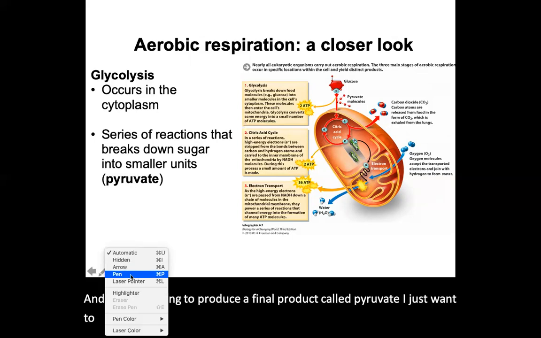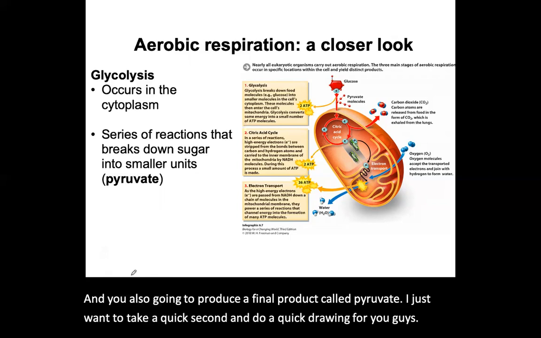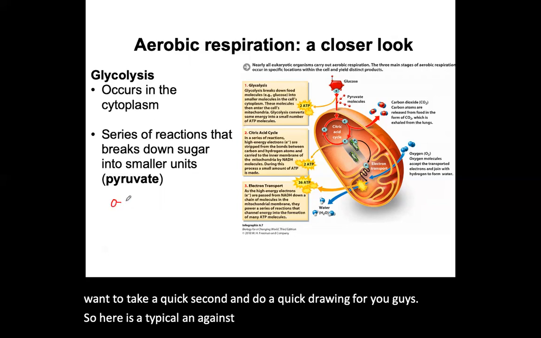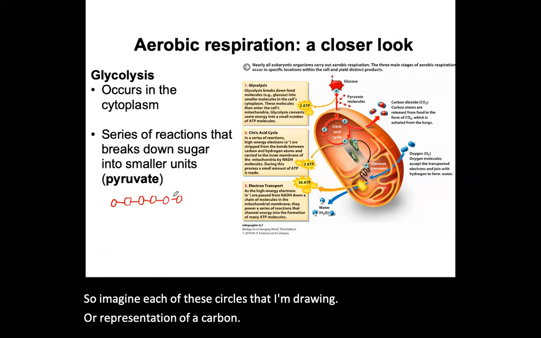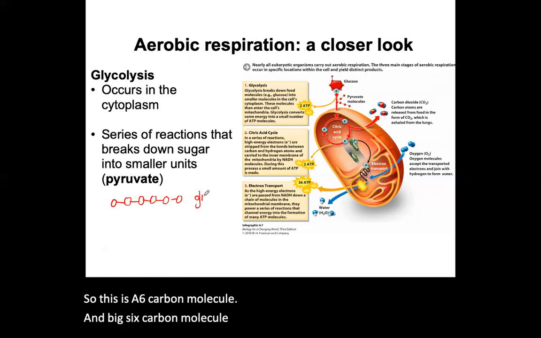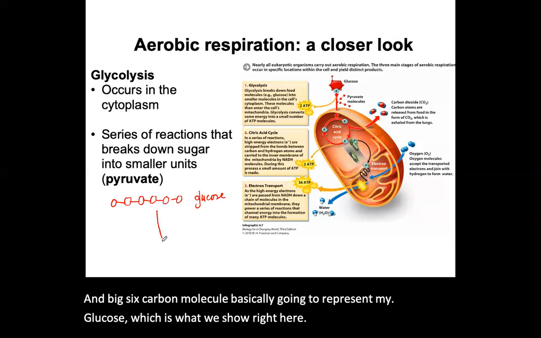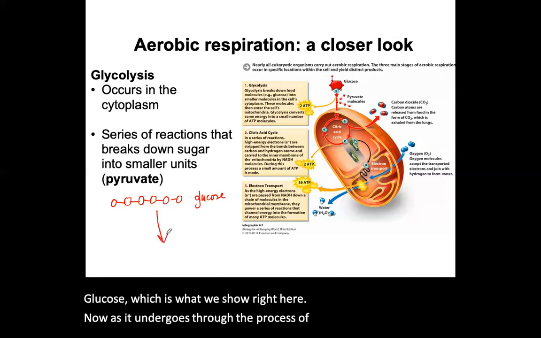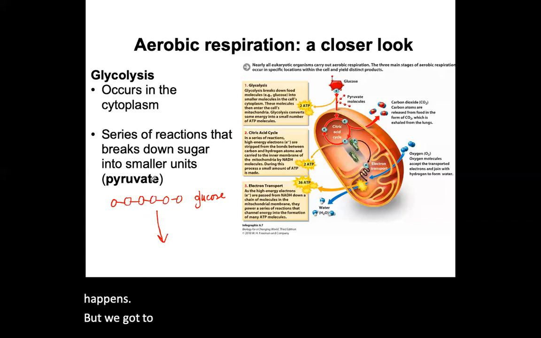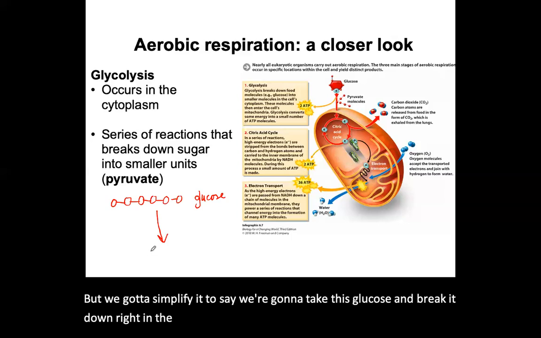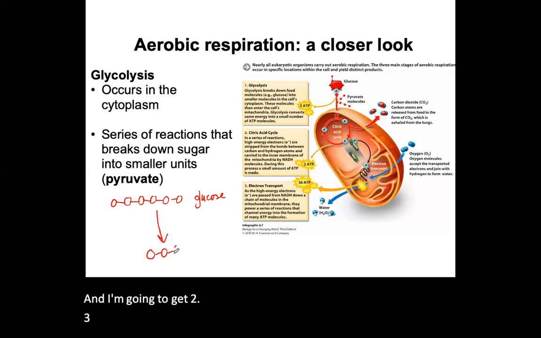So I just want to take a quick second and do a quick drawing for you. Here is a typical, and again, simplified version of a glucose molecule. Imagine each of these circles that I'm drawing is a representation of a carbon. So this is a 6-carbon molecule, and it's going to represent my glucose, which is what we show right here. Now, as it undergoes the process of glycolysis, and again, this is a simplified version, this is not what actually happens, we're going to take this glucose and break it down right in the middle, and I'm going to get 2 3-carbon molecules, so that's 1, and that's our second one.